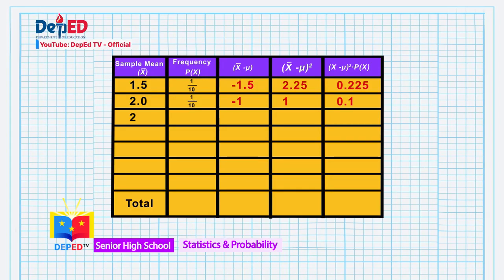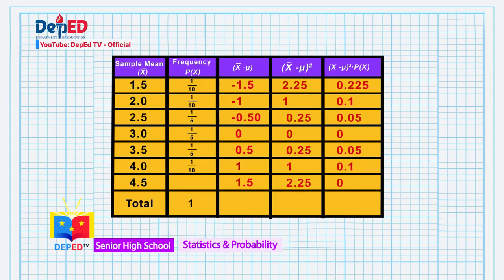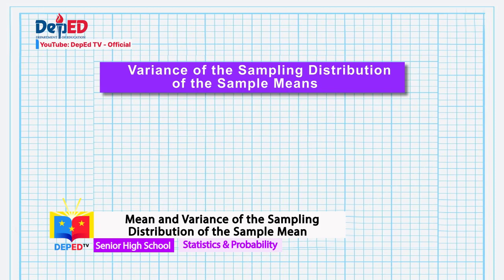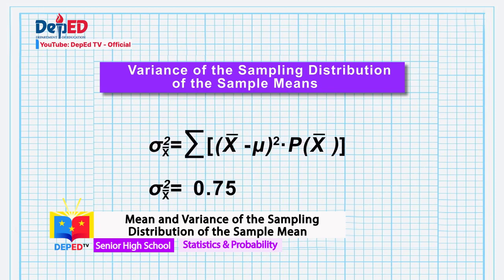This process will go on until the last row, which is the 7th row. We get the difference of the score, which is 4.5, and the mean of 3 is 1.5. Squaring it will have 2.25, and multiplying the result by the probability 1 over 10 would give 0.225. So applying the formula, we substitute the value acquired. So the variance of the sampling distribution is 0.75.